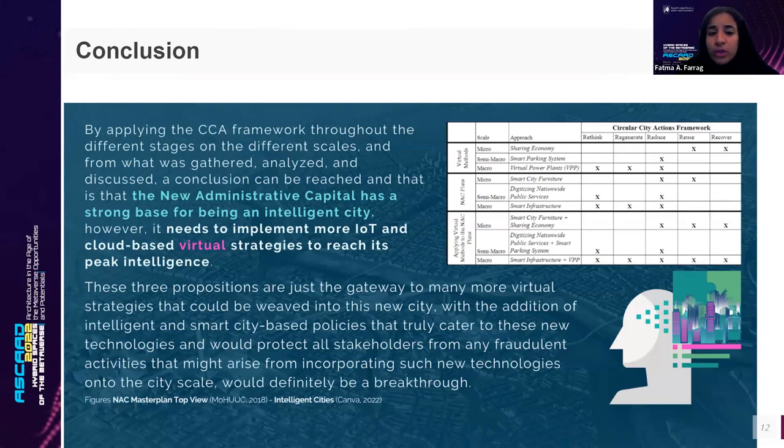These 3 propositions are just the gateway to many more virtual strategies that could be weaved into the new city, where the addition of intelligent and smart cities-based policies that truly cater to these new technologies and would protect all stakeholders from any fraudulent activities that might arise from incorporating such new tech onto the city scale would definitely be a breakthrough.